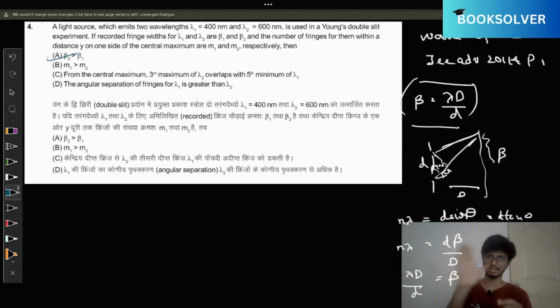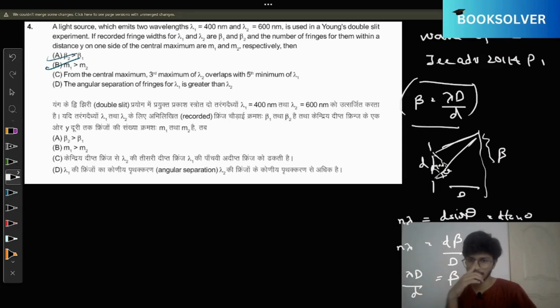Because see, this is the screen per se and this is the fringe width. I am able to fit 3 of them over here. But if the fringe width is less, of course I am able to fit much more than 3. So that's why we can say option B is also correct. Option C: from the central maximum, the third maximum of lambda 2 overlaps with the fifth minimum of lambda 1.